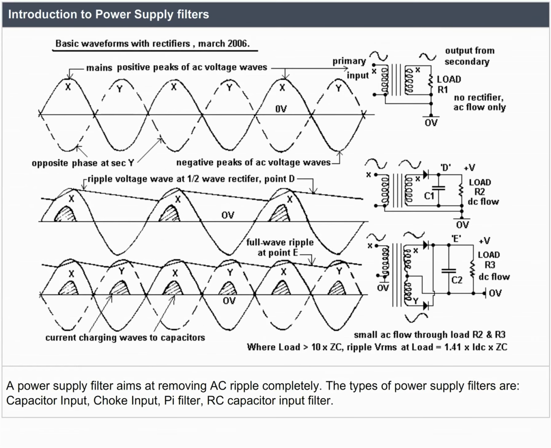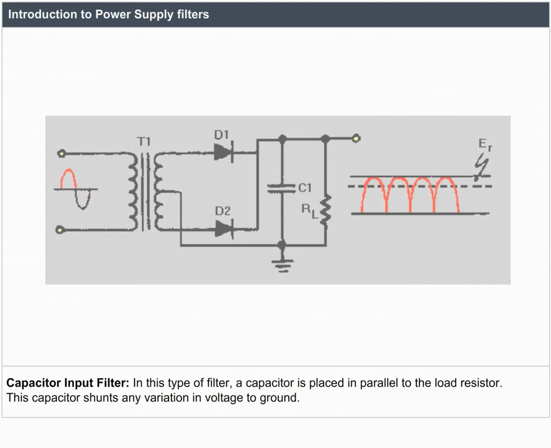Introduction to power supply filters. A power supply filter aims at removing AC ripple completely. The types of power supply filters are capacitor input, choke input, pi filter, RC capacitor input filter. Capacitor input filter. In this type of filter, a capacitor is placed in parallel to the load resistor. This capacitor shunts any variation in voltage to ground.